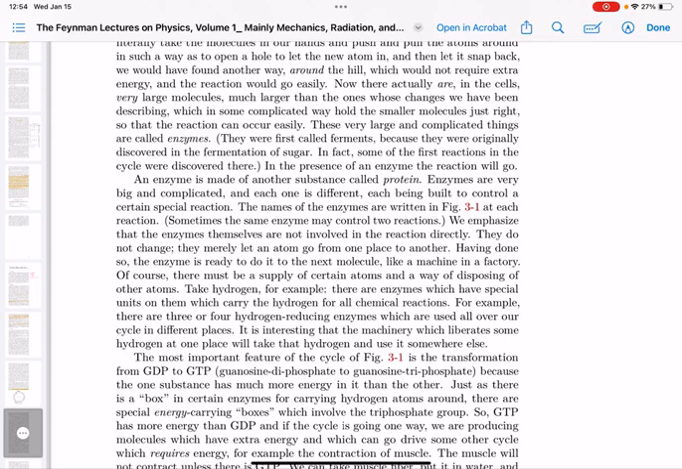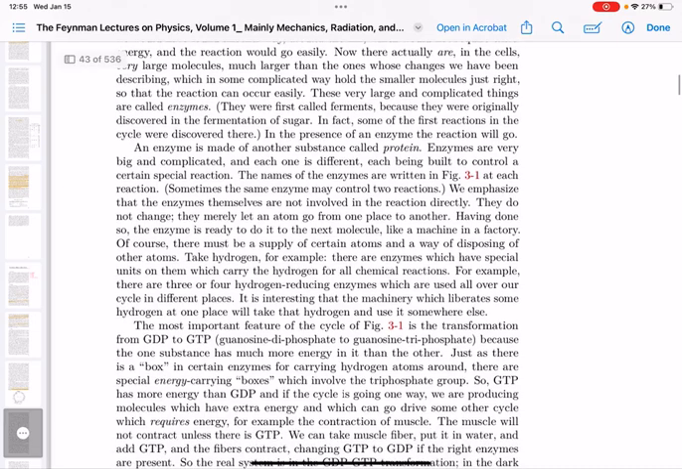Now there actually are in the cells very large molecules, much larger than the ones whose changes we have been describing, which in some complicated way hold the smaller molecules just right, so that the reaction can occur easily. I know what it's talking about: enzymes. Yeah, of course. I guessed it because I know biology. These very large and complicated things are called enzymes.